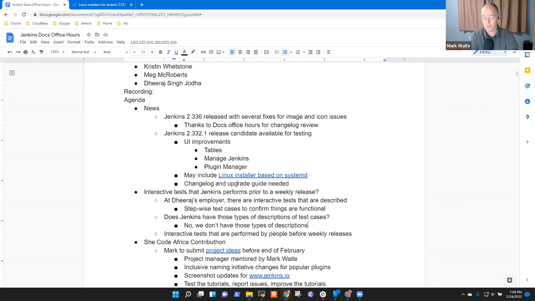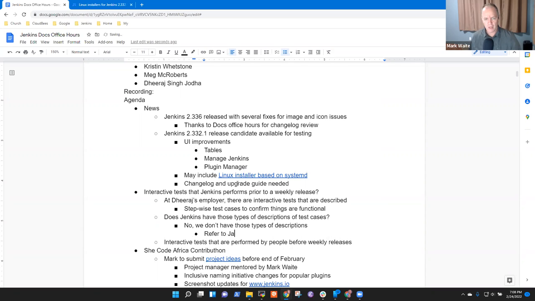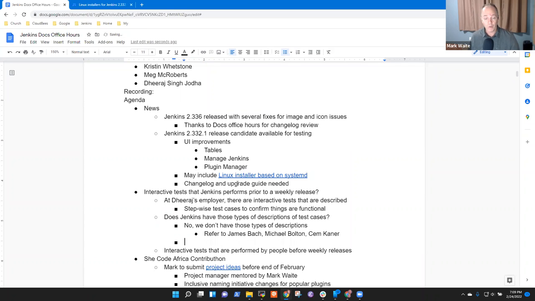In many cases, a scripted style of test, which is what you're describing here. If you refer to James Bach, Michael Bolton, let's see, who are some others? Kem Kaner, for the surprisingly high cost of using that style of testing compared to other styles of testing and the relatively low benefit that's received.